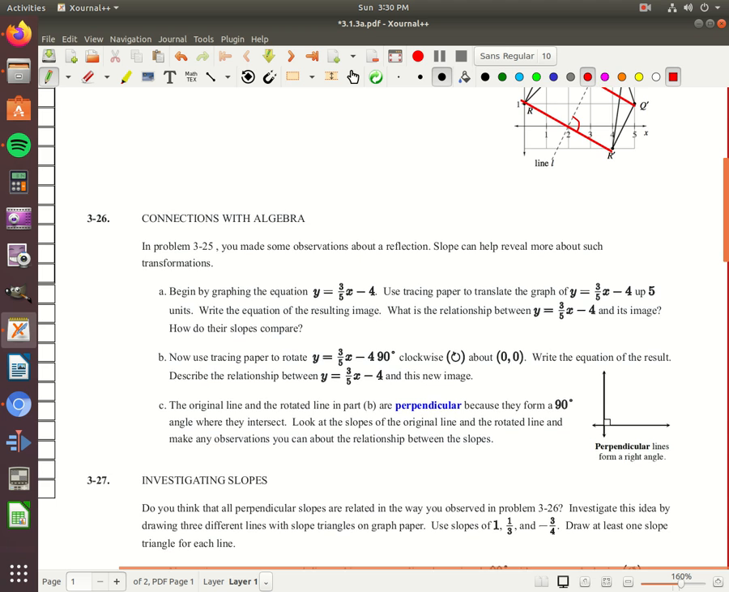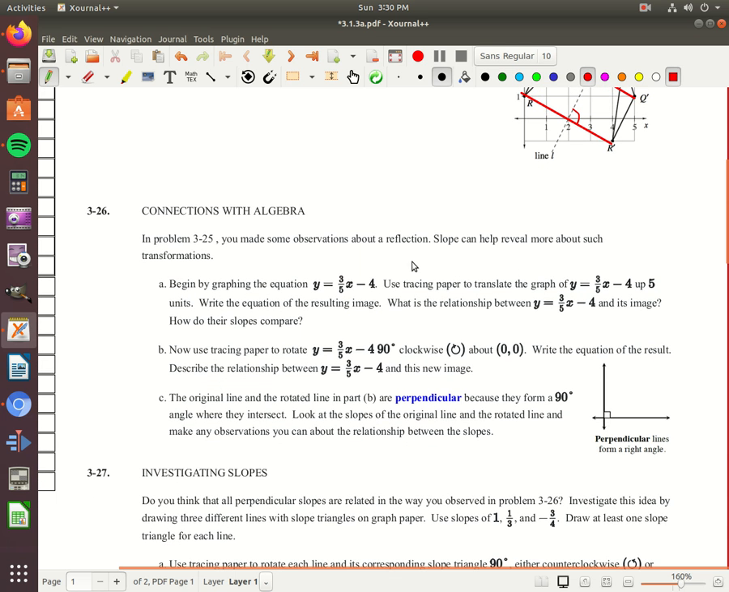Problem 3-25 says, you made some observations about a reflection. Slope can help reveal more about such transformations. Begin by graphing the equation y = 3/5 x - 4. Use tracing paper to translate the graph of y = 3/5 x - 4 up 5 units. Write the equation of the resulting image. What is the relationship between y = 3/5 x - 4 and its image? How do their slopes compare?